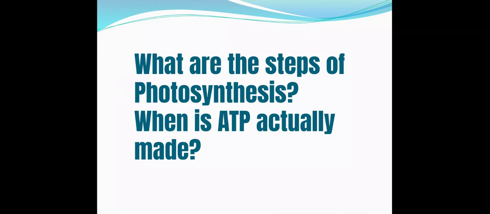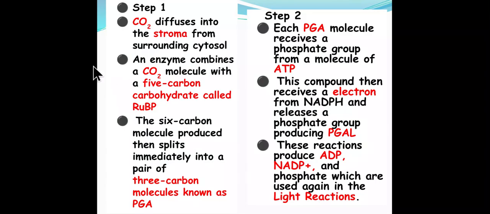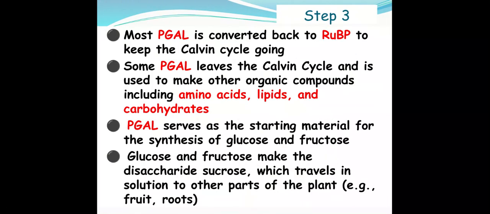And when is ATP actually made? That's a great question. Let's get into it. First step, the carbon dioxide diffuses into the stroma. Remember, the stroma is the space around the happy green pancakes, from the surrounding cytosol. The enzyme combines the CO2 molecule with a 5-carbon carbohydrate called RuBP. Then it keeps on going and it makes something called PGA. The second step is the PGA molecule receives one of them phosphate groups, or the electron that oven mitt has moved, that hot potato, and it's going to move it and do some work with it. That's the second step. The third step is the molecule PGAL is converted back into RuBP.